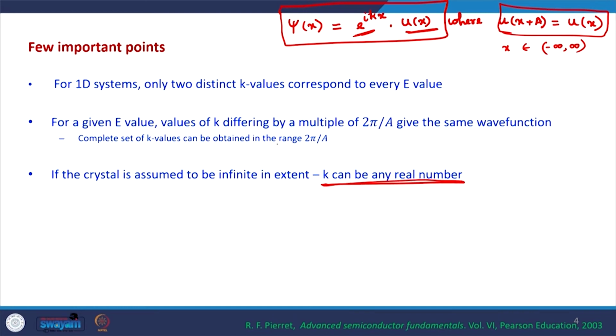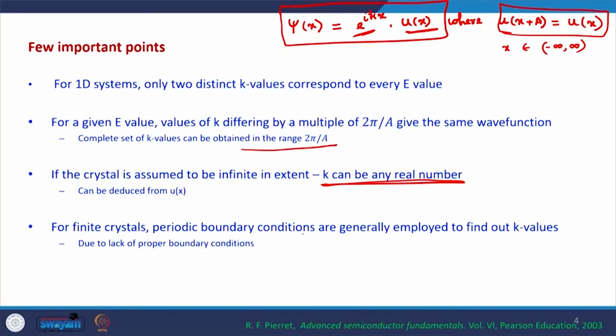Another constraint is that the complete set of k values can be obtained in the range of 0 to 2 pi by a. In other words, it also means that if 2 k values are shifted by, or located at, a distance of 2 pi by a from each other, then the wave functions corresponding to these 2 k values will be the same.